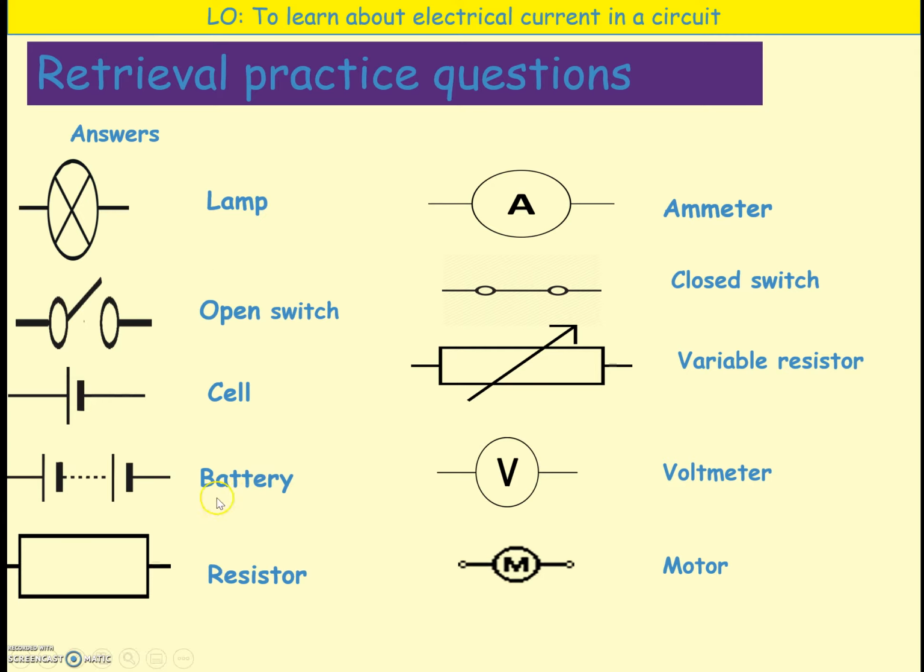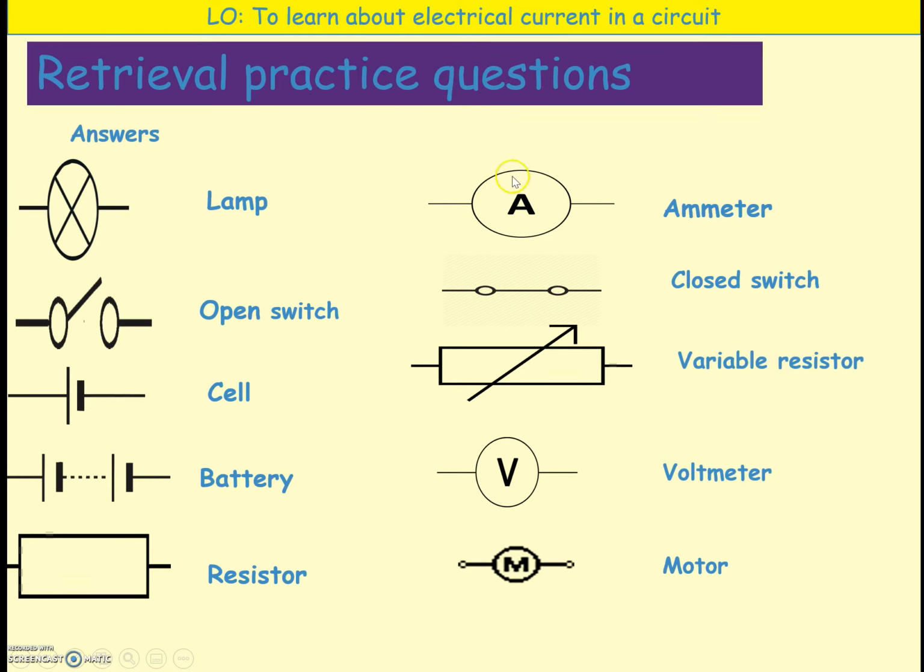You may have noted that the lamp is a circle with an X in it. The open switch shows that there is no connection, so electricity will not pass. We've got the cell with a long line and a thicker, shorter line, and a battery, which basically is two cells. We've got the resistor here, which is a rectangle.